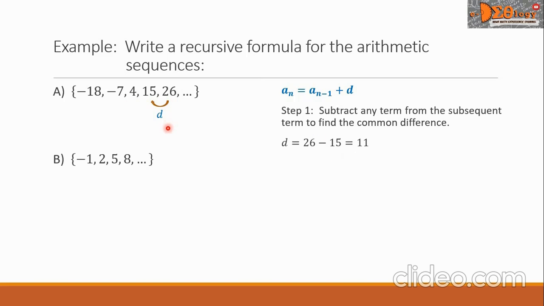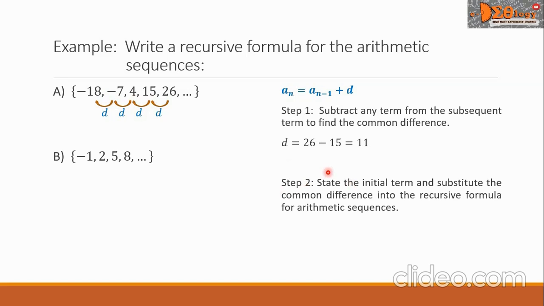If we take 15 minus 4, that is also 11, or 4 minus negative 7, that is positive 11, or the negative 7 minus negative 18, still that is positive 11. So we are sure that the common difference is 11.